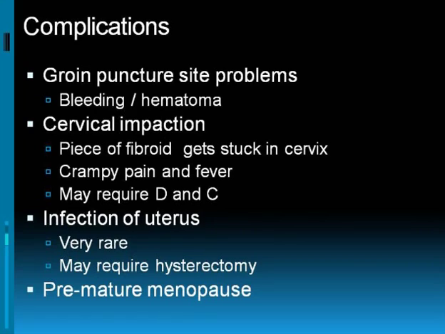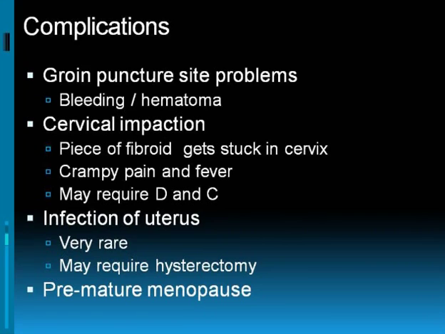Cervical impaction is where a piece of the fibroid may drop off into the uterine cavity and get stuck in the cervical canal instead of passing. Now, typically, a woman will have some spotting and maybe even pass a little bit of tissue after a UFE, but if a large enough piece tries to pass, it may get stuck. And if that happens, you may get some crampy pain and fever, and rarely it requires that we ask the gynecologist to do a D&C type procedure to scoop out that tissue that's stuck.